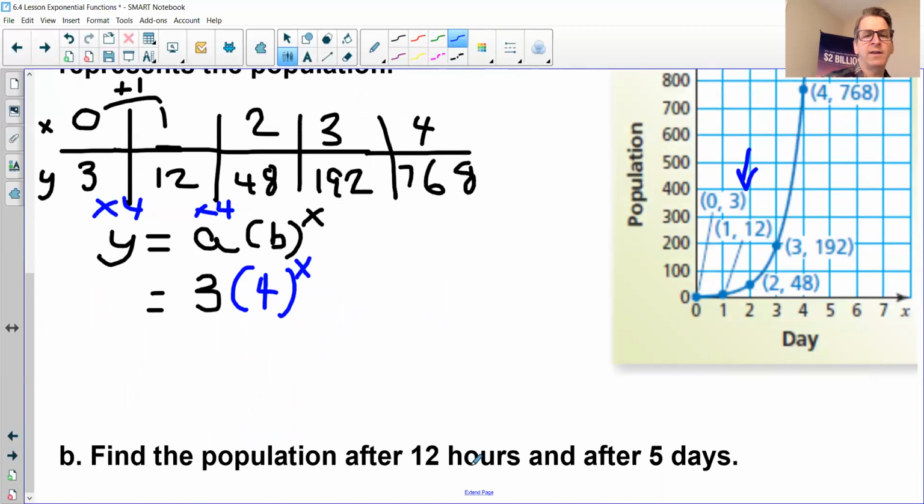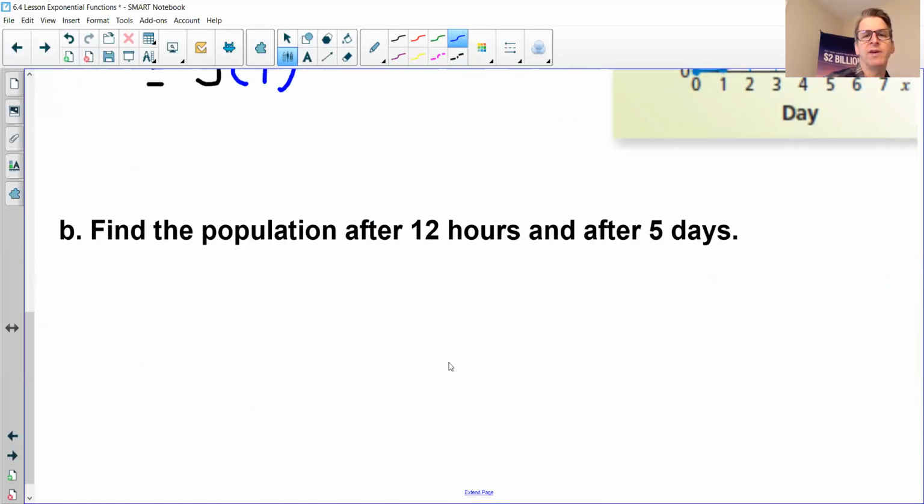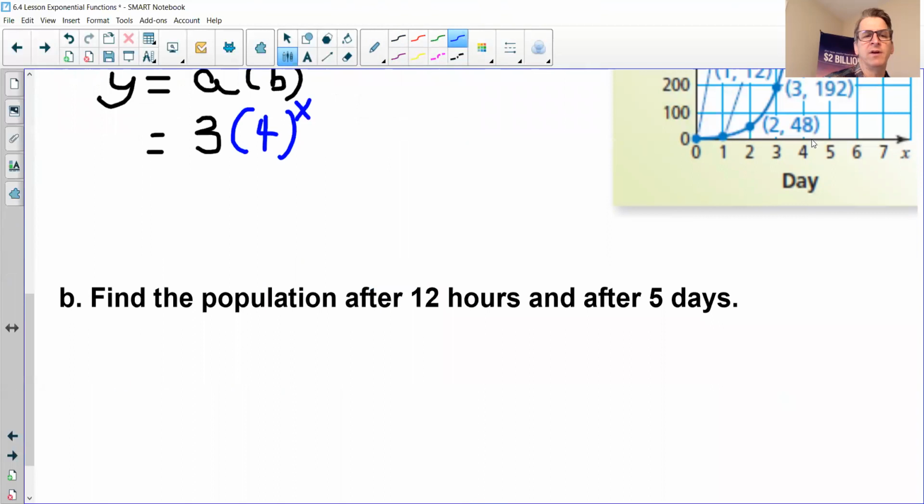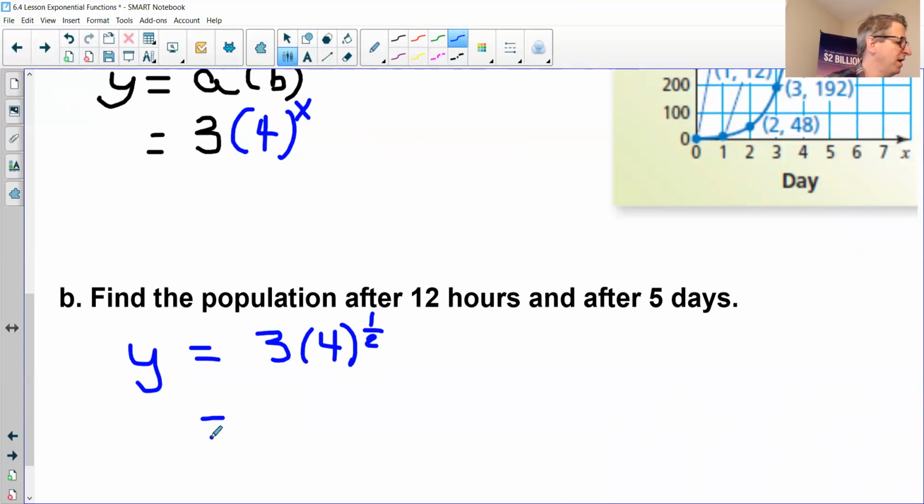Now we're going to take that 3 times 4 raised to the x, and find the population after 12 hours and then after 5 days. 12 hours is 1/2 of a day. This is all in days. So we're going to go y is equal to 3 times 4 raised to the 1/2.